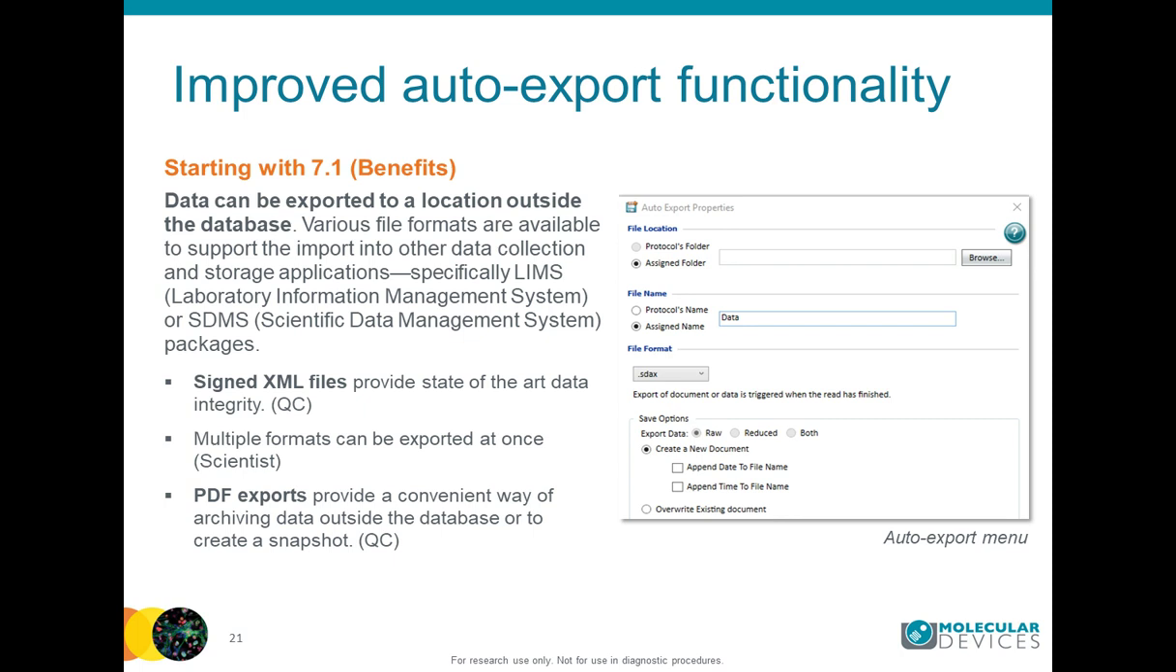To improve the connectivity to LIMS systems as well as various archiving systems, we have redefined the auto export functionality. As well as for users of the Stegmann software, we have implemented signed XML files to increase data integrity. And these signed XML files can then be imported into the Stegmann software. Further auto export functionalities are the export of PDF documents, CSV, and essentially all the formats you were able to export in previous SoftMax Pro versions.